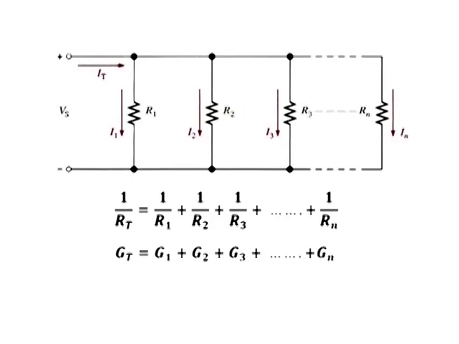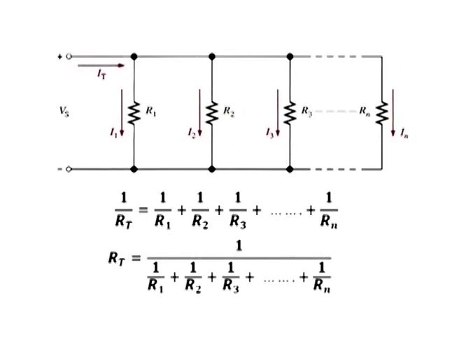Now we solve for RT by taking the reciprocal of both sides of the equation for 1 upon RT as shown here. So RT comes out to be 1 upon (1 upon R1 plus 1 upon R2 plus 1 upon R3 and so on up to 1 upon Rn). This equation shows that to find the total parallel resistance, add all the 1 upon R or conductance terms and then take the reciprocal of the sum. So RT comes out to be 1 upon Gt.